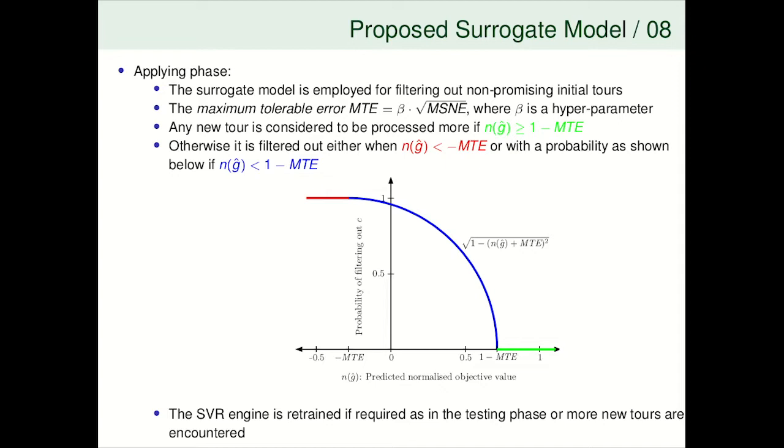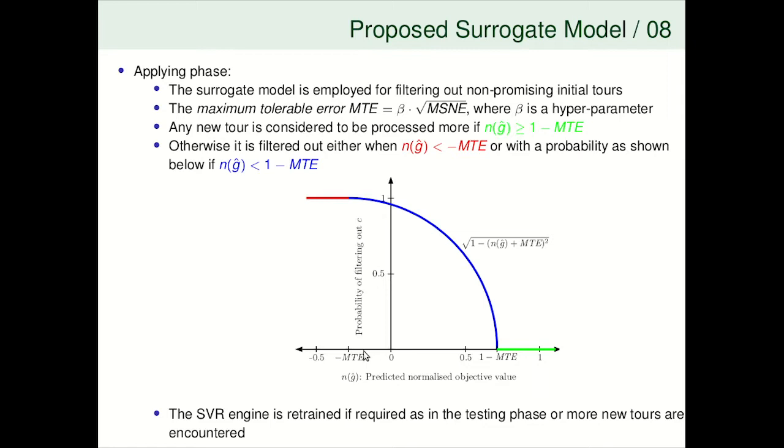For this purpose, the maximum tolerable error value, or MTE, is considered to be beta multiplied by the square root of MSNE, where beta is a hyperparameter. I will talk about this beta parameter in the experiment section. Any new tour is considered to be processed further if ng hat is larger than or equal to 1 minus MTE.